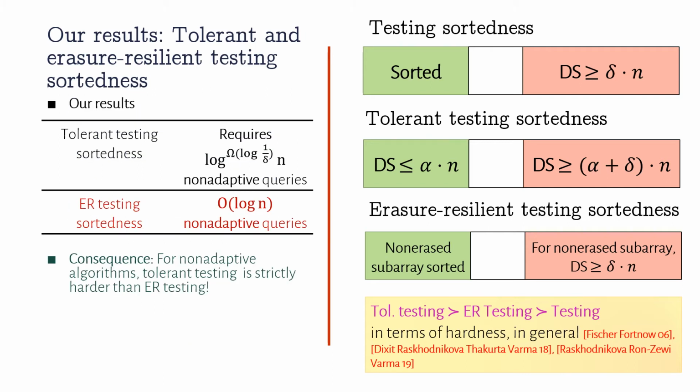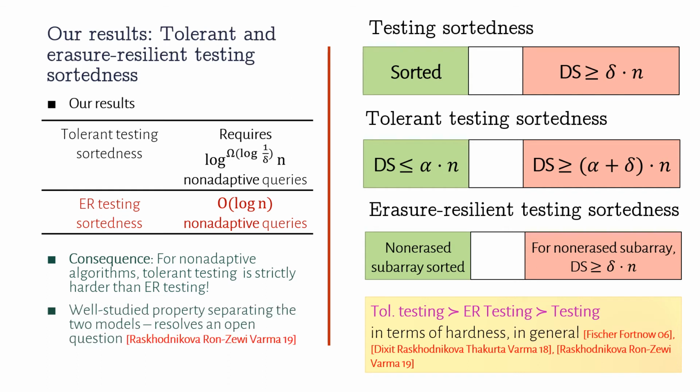So here is the consequence of our results to separating tolerant and erasure resilient testing models. Our result resolves an open question posed by Raskhodnikova et al. about coming up with a well-studied property separating these two models.